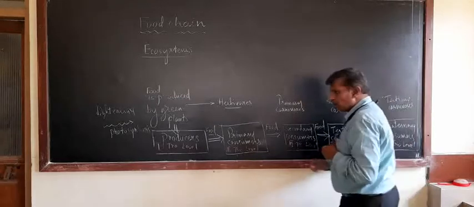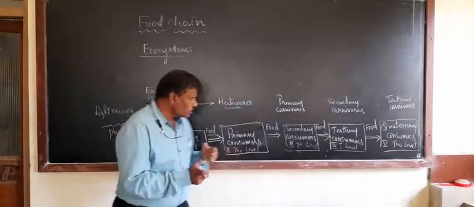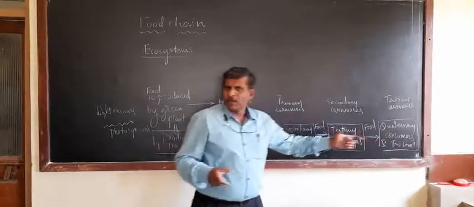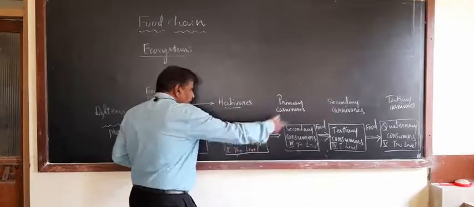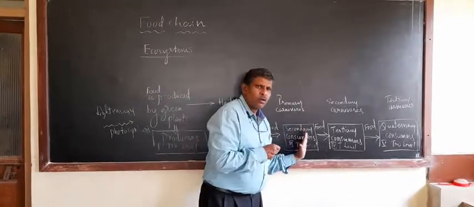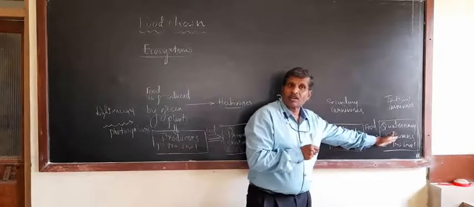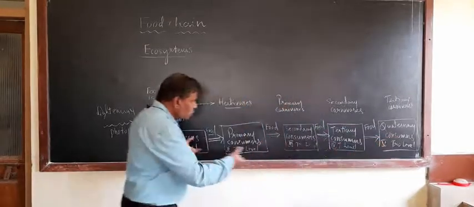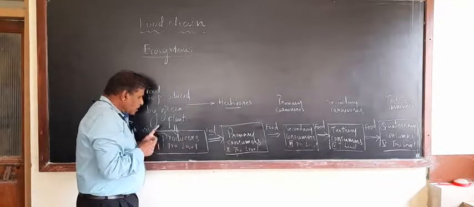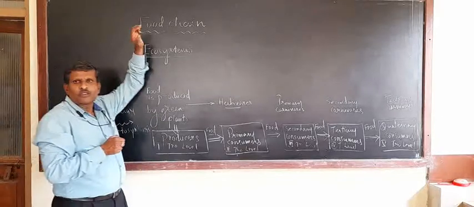These are the organisms which are very systematically arranged in the form of a chain. Through this chain of organisms, transfer of food takes place from one organism to another. We call this chain, which helps in the transfer of food, the food chain.